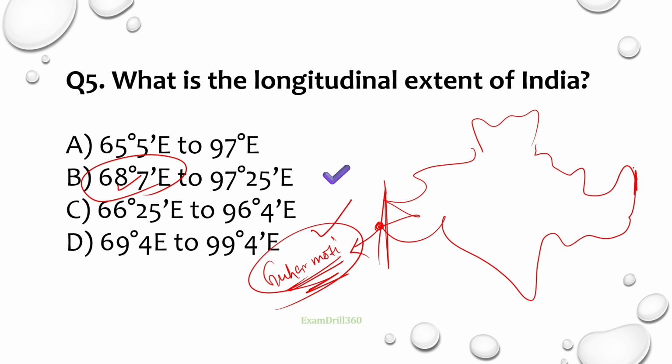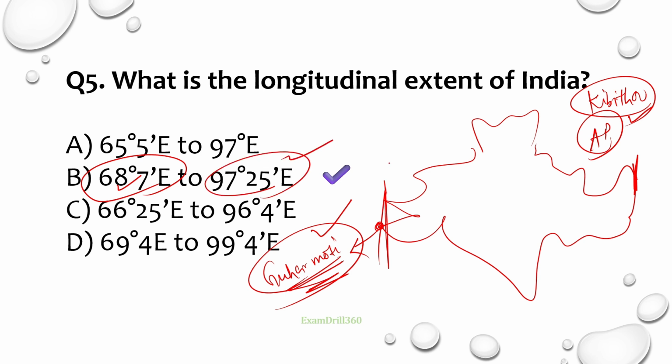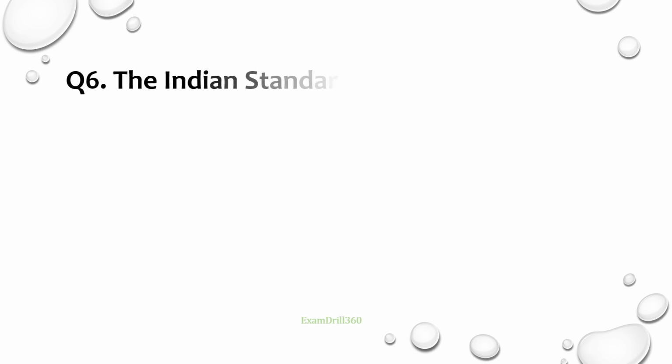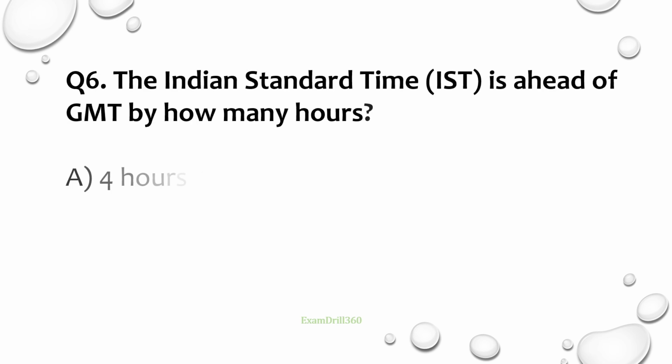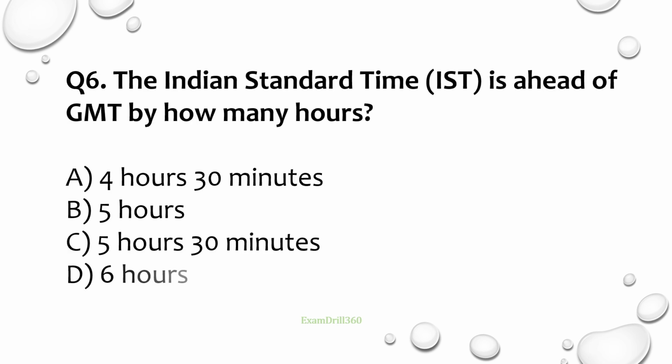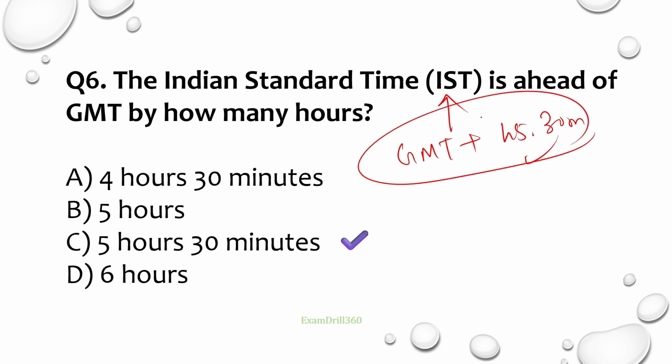And the easternmost point is in Arunachal Pradesh. What is that place? That place is named Kibithu. And what is the longitude? 97 degrees 25 minutes east. Clear? Next. Question number 6. The Indian Standard Time is ahead of GMT by how many hours? 5 hours 30 minutes. We always write GMT plus 5 hours 30 minutes for IST.